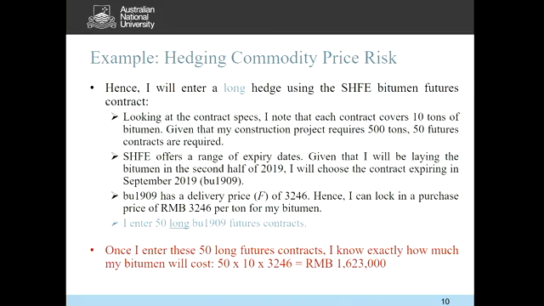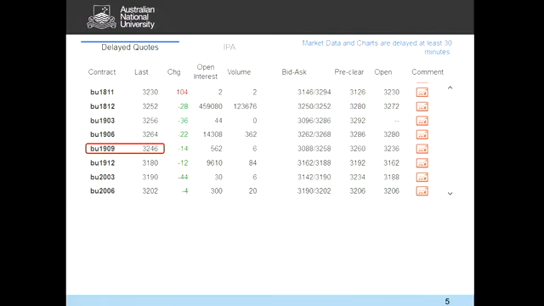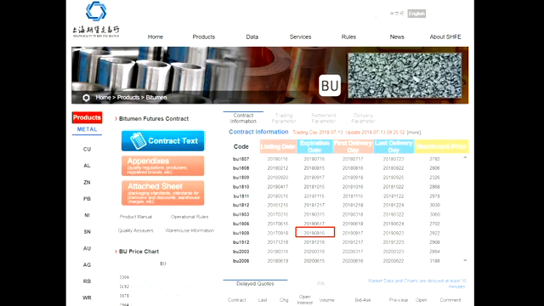So remember, back to the contract spec, it says 10 tons per contract. And based on my prior experience, for this road building exercise, we need about 500 tons of bitumen. So 500 divided by 10, we need 50 futures contracts, right? Straightforward. And also we see that Shanghai Futures Exchange offers a range of expiry dates. So just going back here, we're probably going to take a long position in this BU 1909, right? It expires on 16th of September, and that's when we need the bitumen to lay on the road.